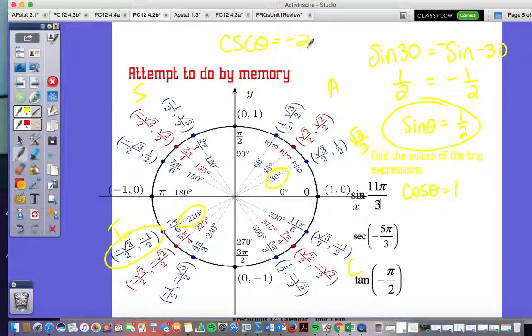First of all, how do we do that? Well, let's find the sign first. Cosecant is -2, right? What sign? 1 over -1 over 2, right? Because it's the reciprocal. Where is sine -1/2? Booyah. That's where the y is -1/2. 210 and 330. Cool? All right.